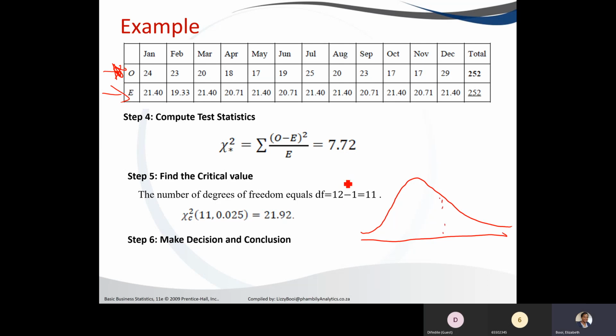Since it's a right skew distribution, I can draw it this way. Anything that falls on that side will be rejected. So this is our rejection area, and this is our do not reject area. Our critical value, we found it, it was 21.9, and we're going to take our chi-square test statistic and locate it on this graph, and we can see that it falls somewhere in the do not reject area.